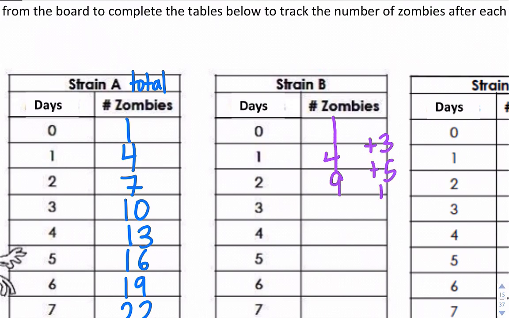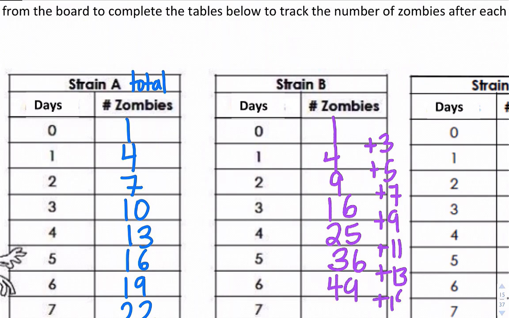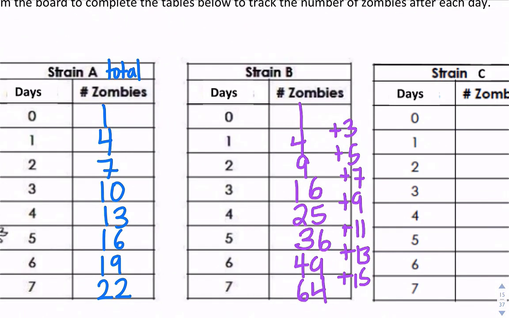so this is 9, then plus 7, so that's 16, then we have plus 9, so that's 25, plus 11, that's 36, plus 13, that's 49, plus 15, that's 64. All right, so by day 7, there's 64 zombies. Each day he infects an additional 2 extra people than the day before.